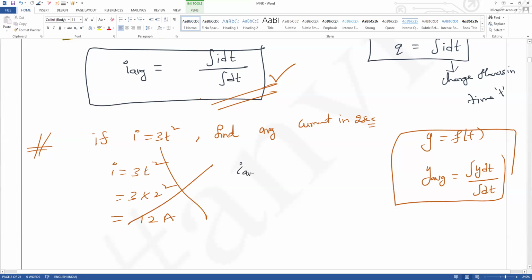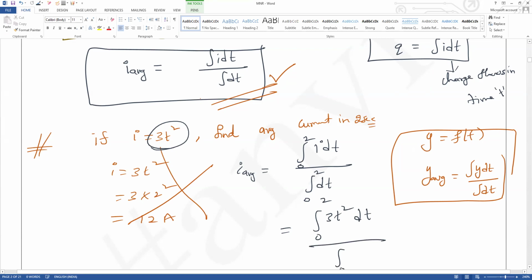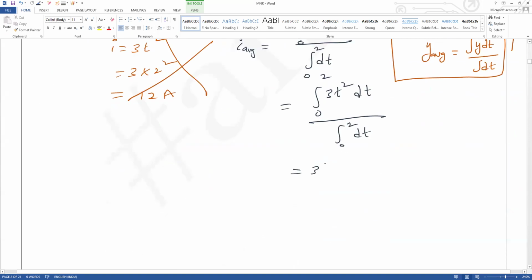What is the formula? I average is equal to integral I dt divided by integral dt, which varies from 0 to 2. So what is the I value? 3t square. So integral 0 to 2 of 3t square dt divided by integral dt. 3 is a constant. Integration of t square is t power 2 plus 1 by 2 plus 1, which is t cube by 3, from 0 to 2.